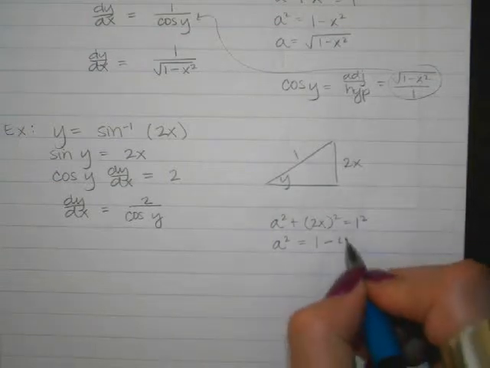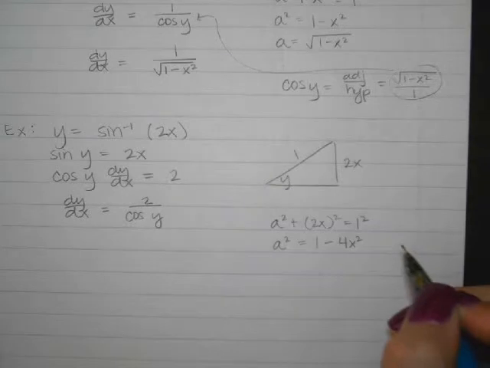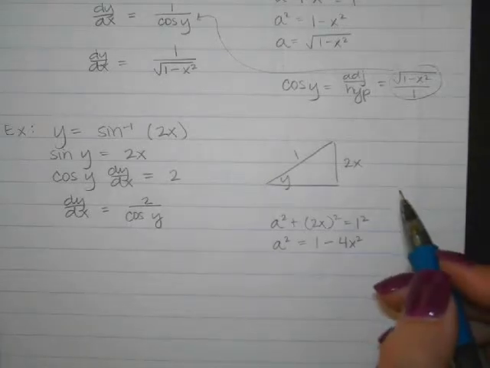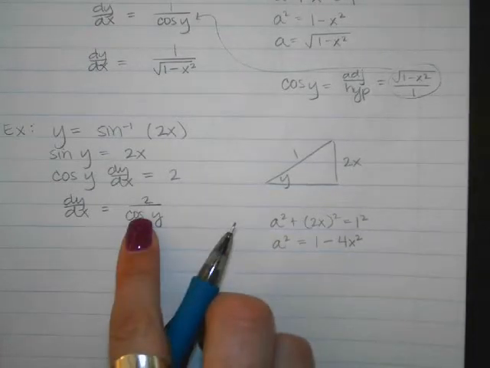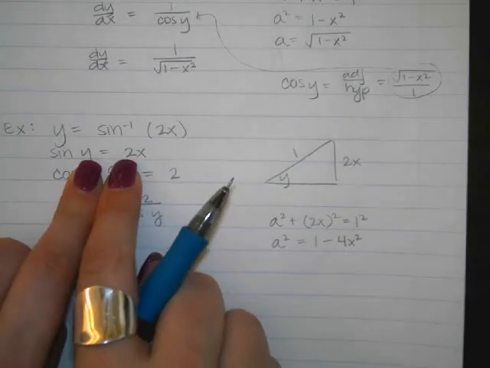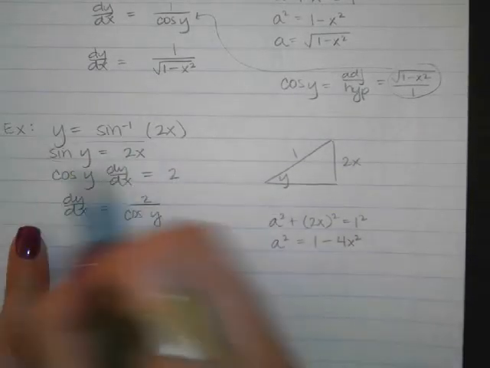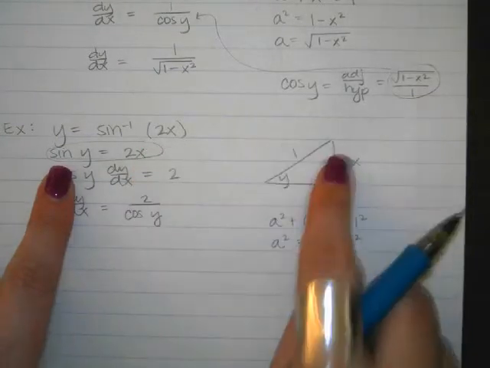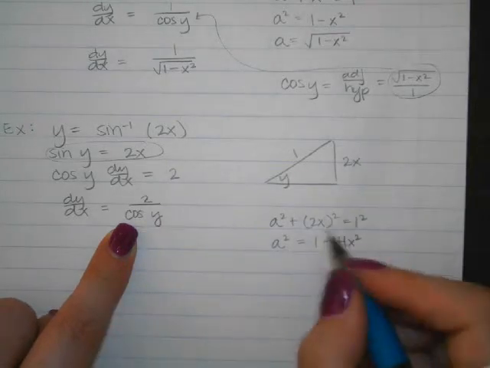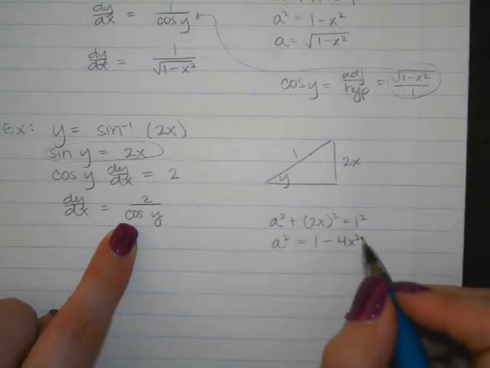Wait, did you say opposite over... Yeah. Oh, wait, sine? Yeah. So we're doing sine first. We have to do the triangles based off this. So we use this information to make our triangle, and then once we've made the triangle, we can use it to find this. So a squared is 1 minus 4x squared.